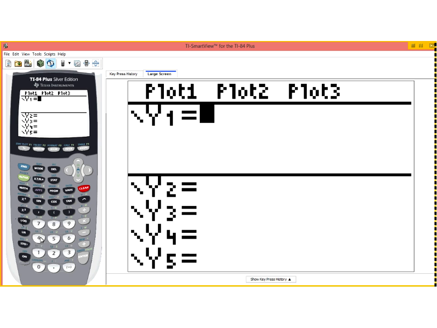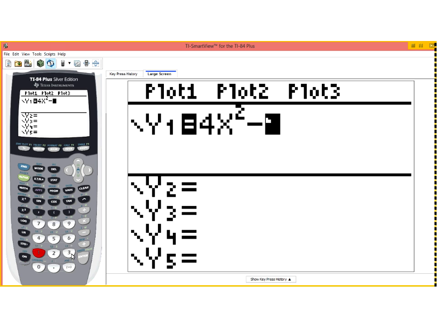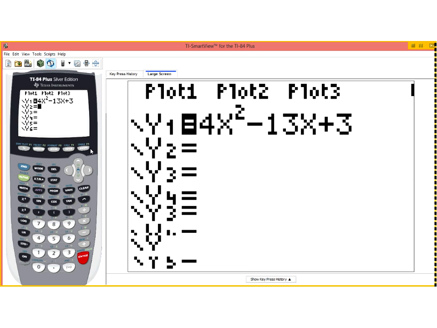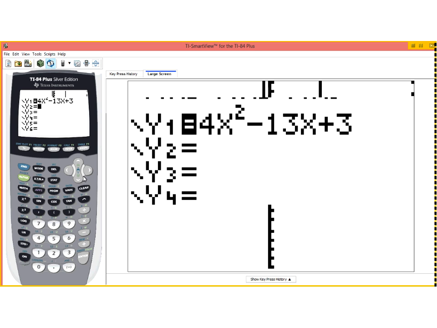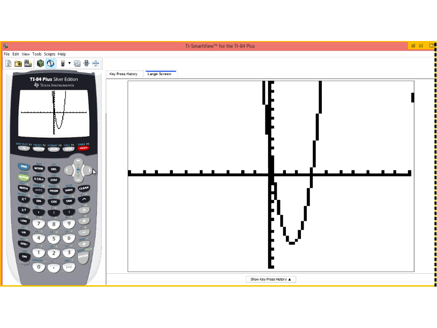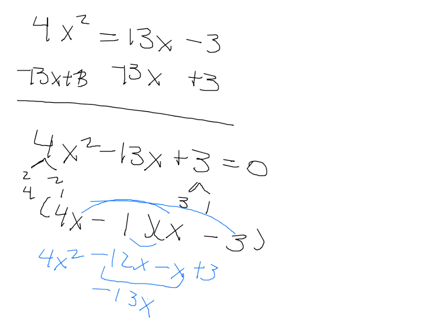And so we're going to go ahead and have everything move to the other side. 4x squared minus 13x plus 3. Graph that. Oh, did I forget to actually solve? Okay, yep, I did not finish the problem, did I?